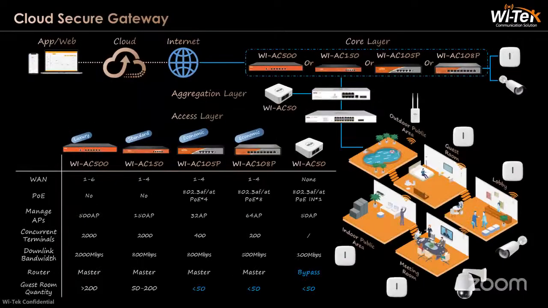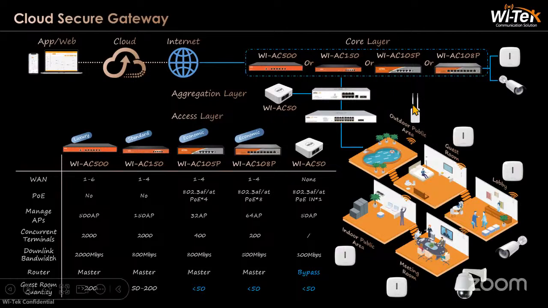Okay, let's move on to the Wi-Tek Cloud Secure Gateway. I think the gateway is very important for the network. For the core layer, Wi-Tek has different types of gateway. The key function of the gateway is to manage the access points and help the distributor manage them, along with other key functions.